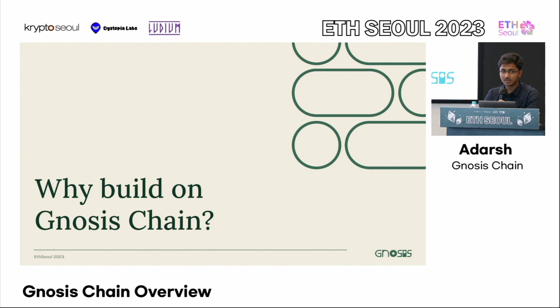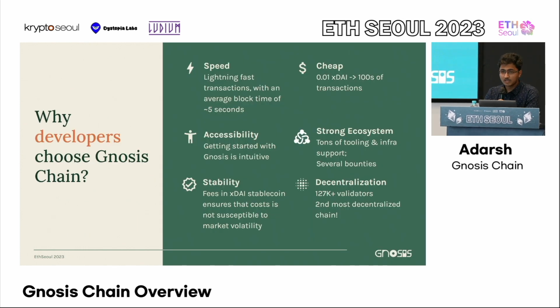Now, as a developer, why should you consider building on Gnosis Chain? It has lightning fast speeds, for an L1, just a block time of 5 seconds. It's highly affordable. For just 0.01 extra, or just 0.1 cent, you can do hundreds of transactions. It's highly accessible, as I previously mentioned as well. We have tons of guidelines and development tools, which should be quite familiar to anyone using Ethereum, and strong ecosystem support.